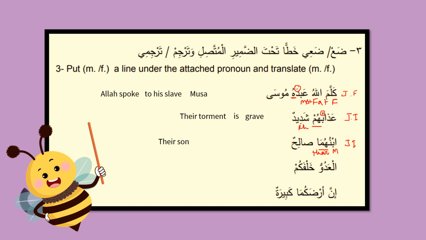And what is the khabar? Don't forget to put is. So is. Salih. Salih means pious. So your translation is pious.